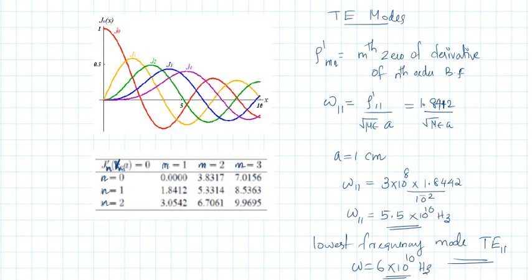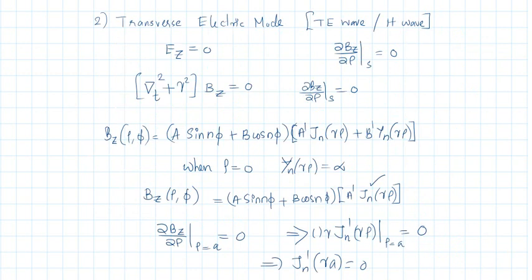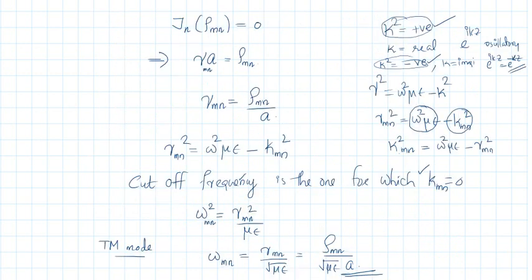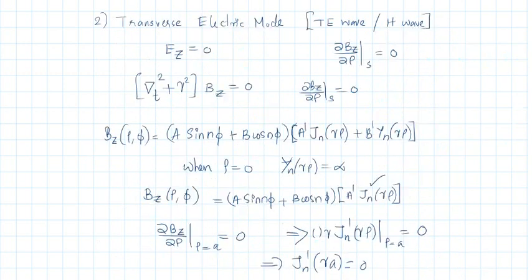Now this is about cutoff frequency and all. What about the solution? You already have a solution for BZ and EZ. For TE, you only calculated BZ. From BZ, you can calculate EZ, and from BZ and EZ you can calculate various B rho, B phi, E rho, E phi, etc.